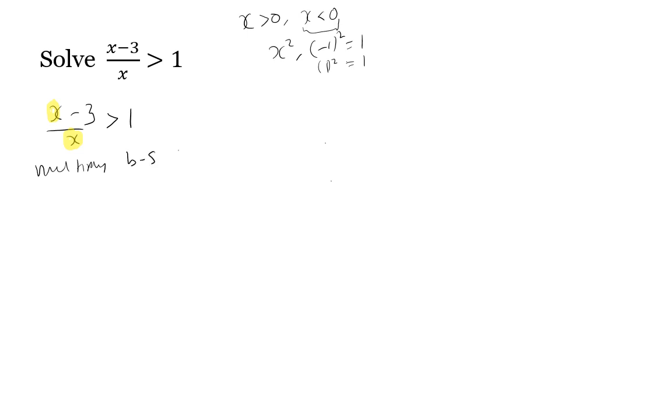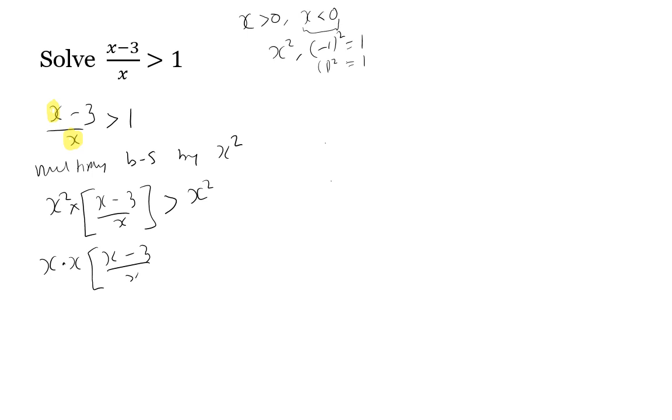So let's multiply both sides by x squared. On this side we'll have x squared times (x - 3)/x is greater than 1 times x squared, which is just x squared. Here I'm having x squared, and x squared is just x times x. So I can write this as x times x, multiplied by (x - 3)/x, is greater than x squared.